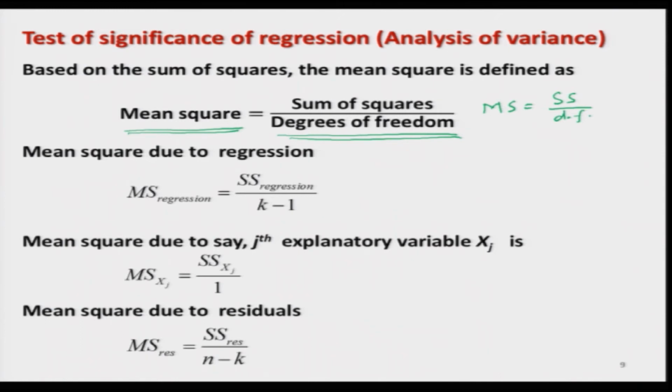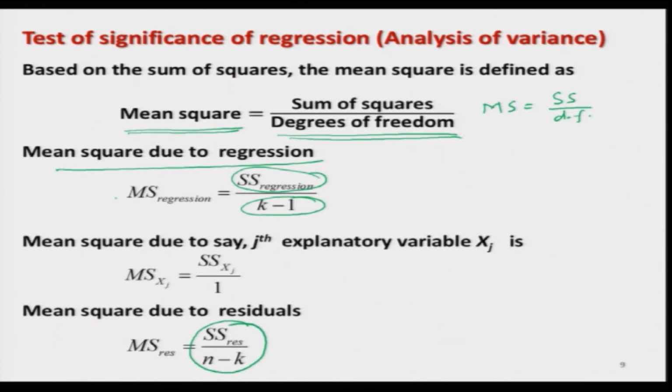There is also one for total, but that is not actually used. Essentially, we define two mean squares, one for the regression and one for the residual. The mean square due to regression is defined by the sum of squares due to regression divided by its degrees of freedom, and similarly the mean square due to residual is defined by SS res divided by its degrees of freedom, as you can see here.